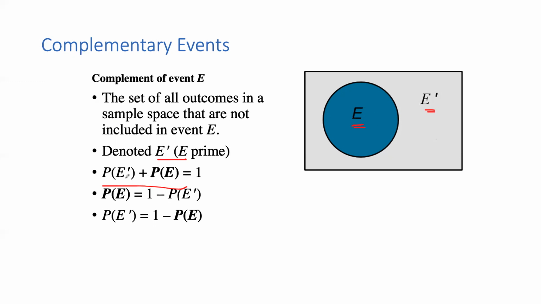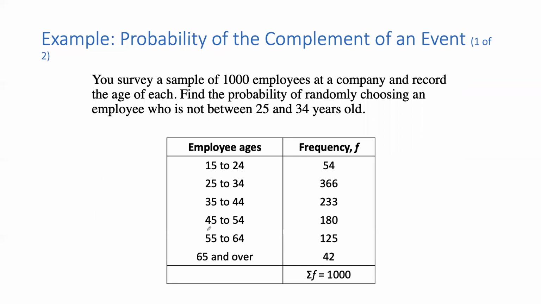The probability of E complement plus the probability of E is equal to 1. So if I know one, I can always calculate the other. So the probability of E is 1 minus probability of E complement. Probability of E prime or E complement is 1 minus probability of E. Okay. To see this in action, here's an example that will make things clear.